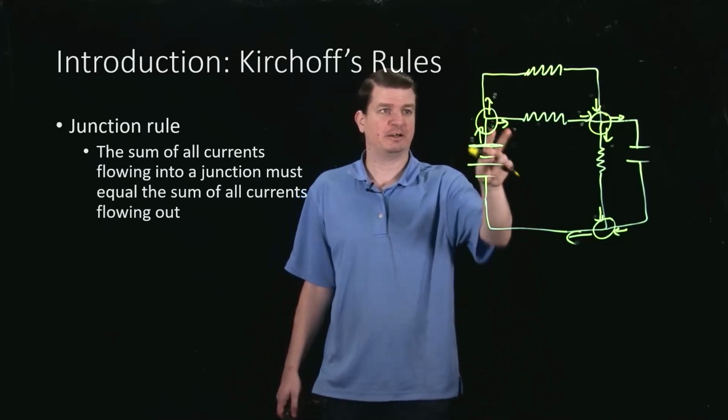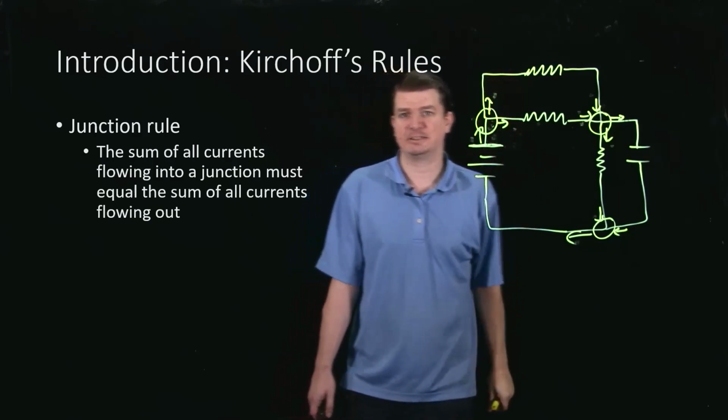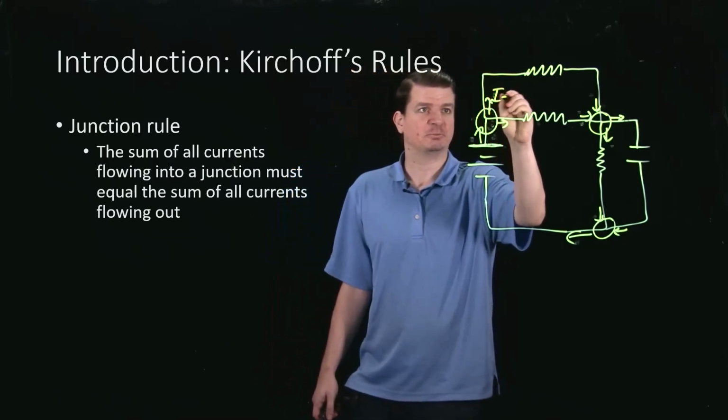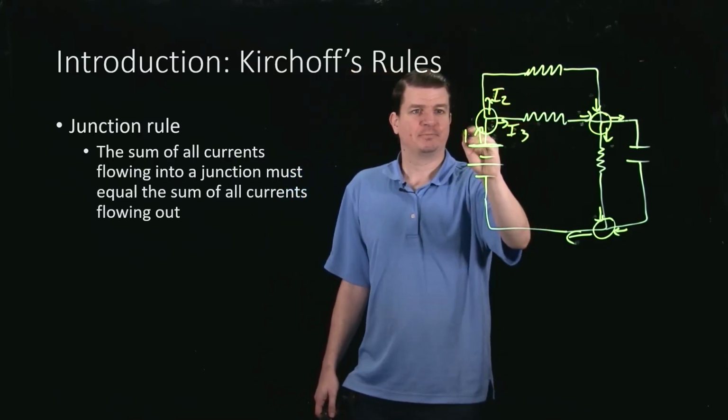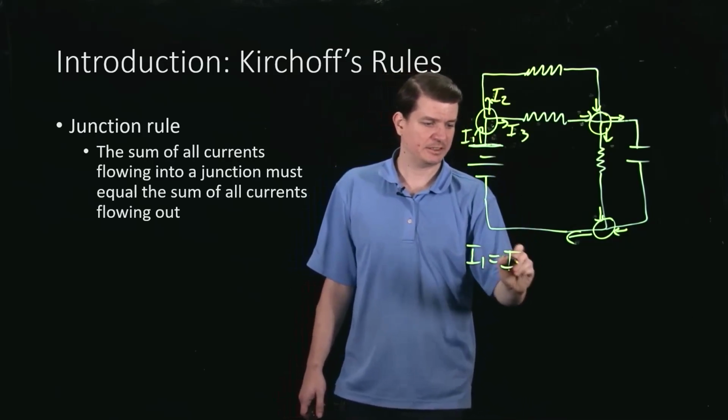So if we call that I1, and that I2, and that I3, let's label them just for completeness, then we can write down things like I1 is I2 plus I3.